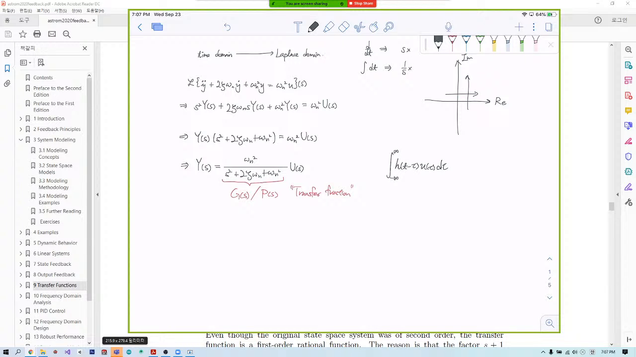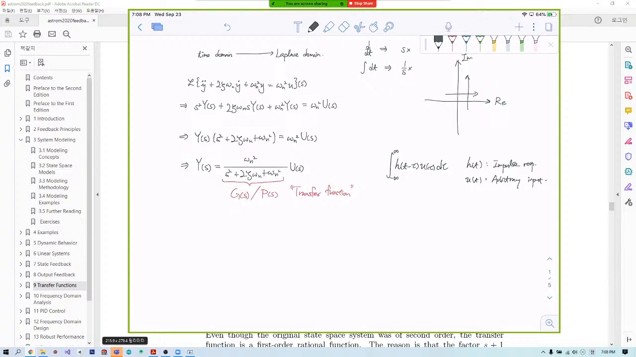Okay, let's suppose that h here is the impulse response of a system, and u(t) is an arbitrary input. What we do here is take the convolution integral of these two. So basically, it has the effect of accumulating the impulse response.